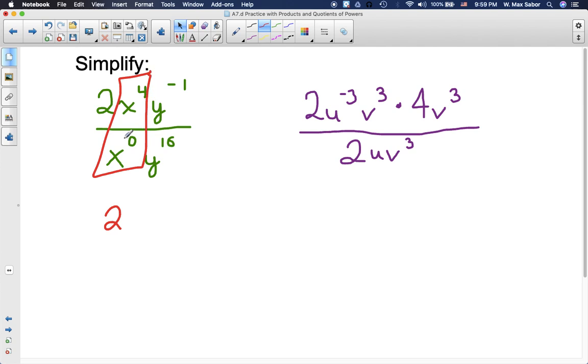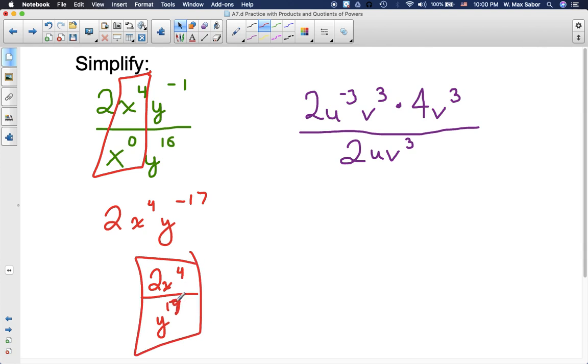Here, 4 minus 0 is going to be 4. And negative 1 minus 16 will be negative 17. And then if we're writing it with positive exponents, we'll need to put that in the denominator. So this will be our final answer. That's supposed to be a 17 there.